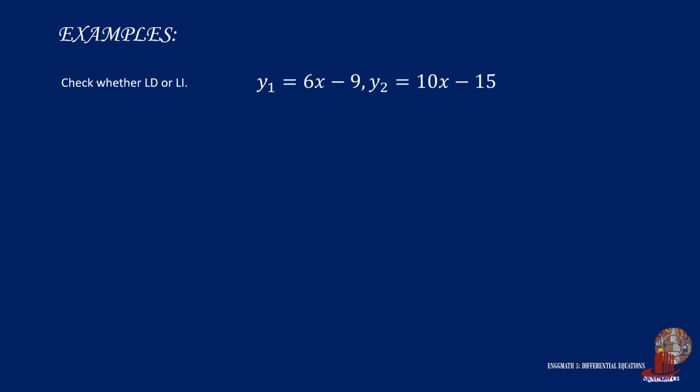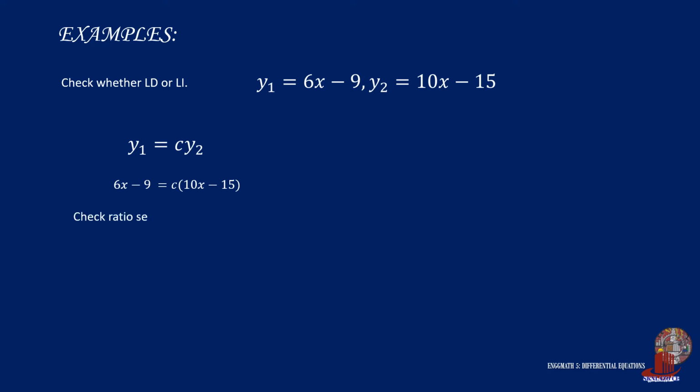Let's have this example with the functions y1 is equal to 6x minus 9 and y2 is equal to 10x minus 15. Equate them again. If you analyze deeper, you would notice that there is similarity of the two binomials. 6 turning 9 by multiplying it by 1.5 and 10 turns to 15 by the same 1.5 multiplier. So the functions might be dependent.